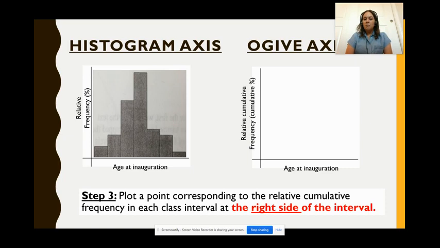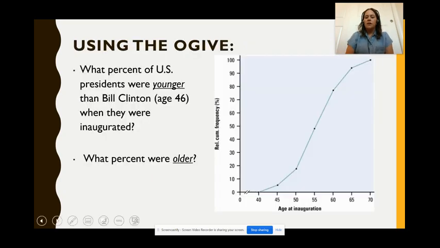All right, so let's put these two kind of together. What we're going to do when we plot this is we're going to plot a point corresponding to the relative cumulative frequency, the cumulative percentage, in each class on the right side of the interval. Let me show you what this looks like. All right, so I have my classes. I started at 40, and I'm going to start at 0% because there was no data before 40.